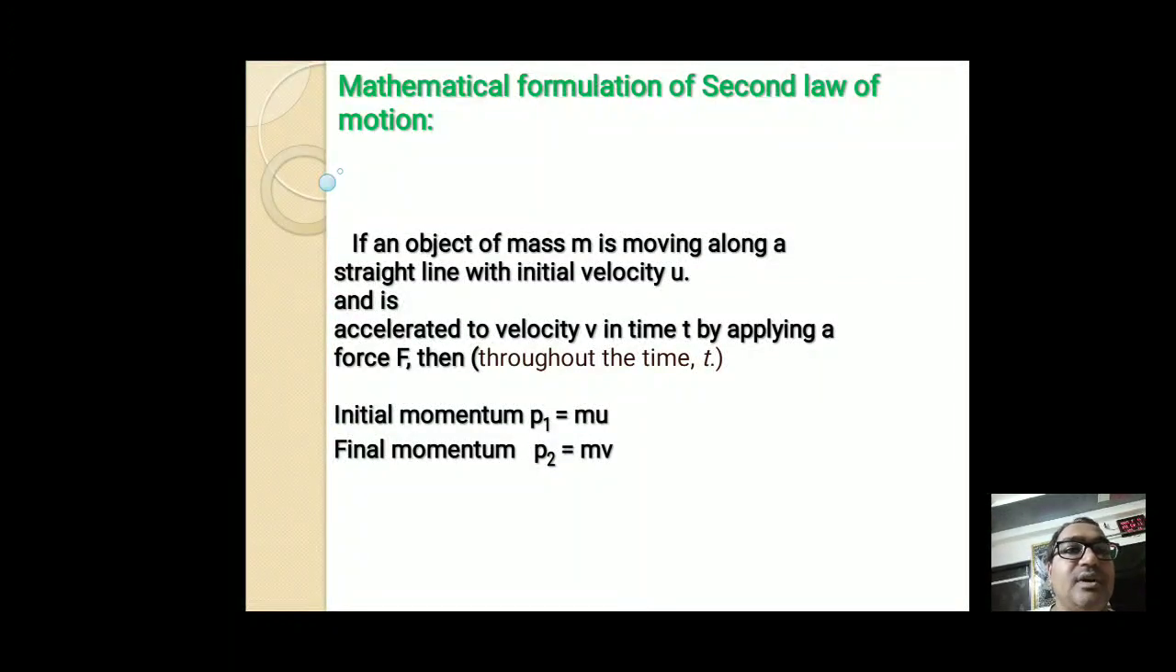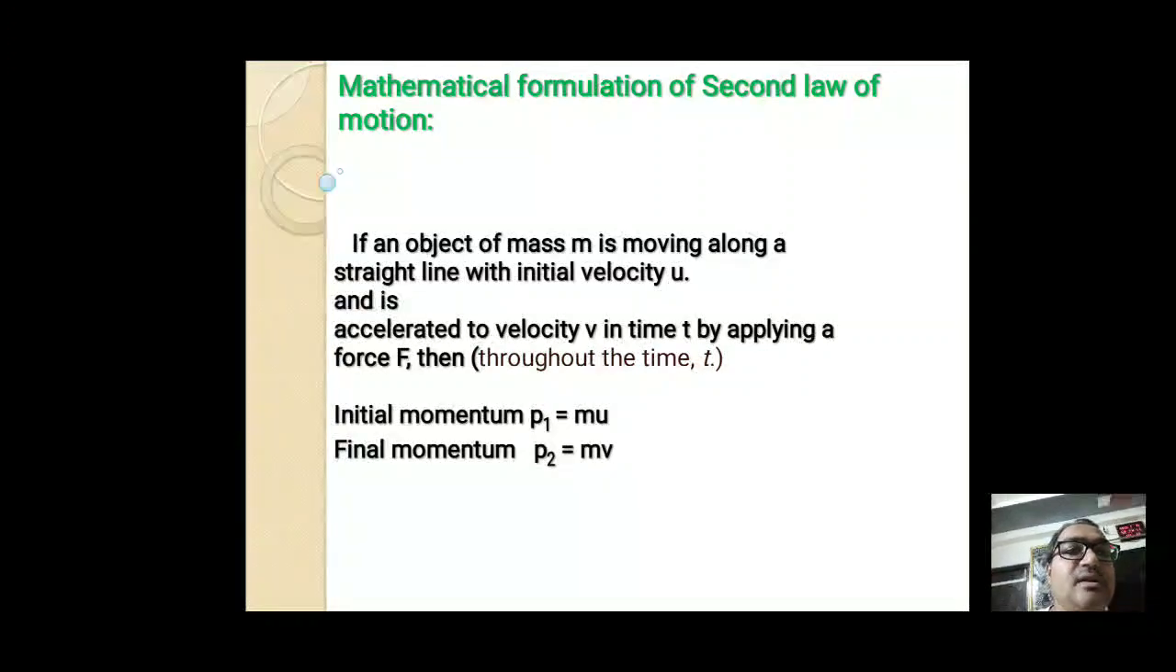For deriving this equation, let's start with this statement. If an object of mass m is moving along a straight line with initial velocity u, means one object has mass m and it is moving on a straight line with a certain velocity denoted by u, and is accelerated to a velocity v in time t by applying a force F, then throughout the time t.